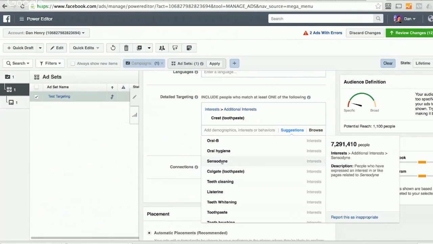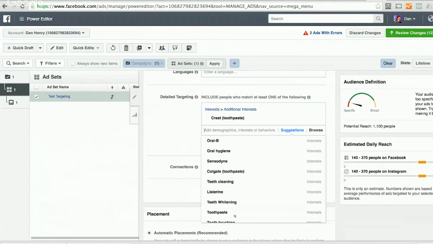Now, this could also backfire because if somebody cares about their teeth that much, they may have their dentist on lockdown. They might know exactly who they want to go to. So it could sort of backfire. That's why you could spend a small test budget on it, see if it works. If it doesn't, then you try something else. Like, for instance, you could try this interest, teeth cleaning.